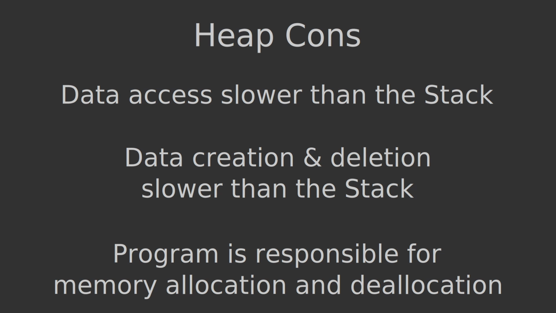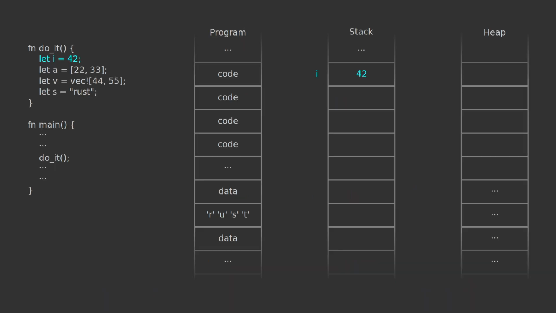Now, let's get back to our program, which has executed the first let statement in our doIt function. This has created a local variable i allocated on the stack and initialized to the value 42. i is a 32-bit signed integer with a fixed size known at compile time, and so suitable for stack allocation. Next, we create a local variable a, which is an array. An array in Rust is also of a fixed known size, and so can be stored on the stack. In fact, the data for all local variables is stored on the stack unless there is an explicit request by the program to store part of the data on the heap.